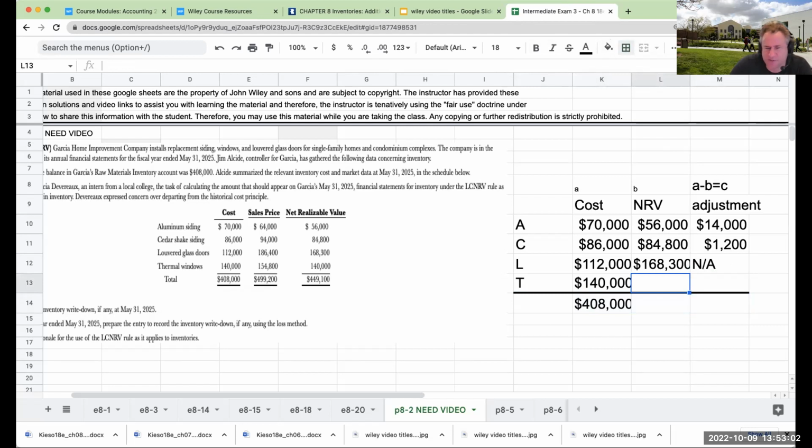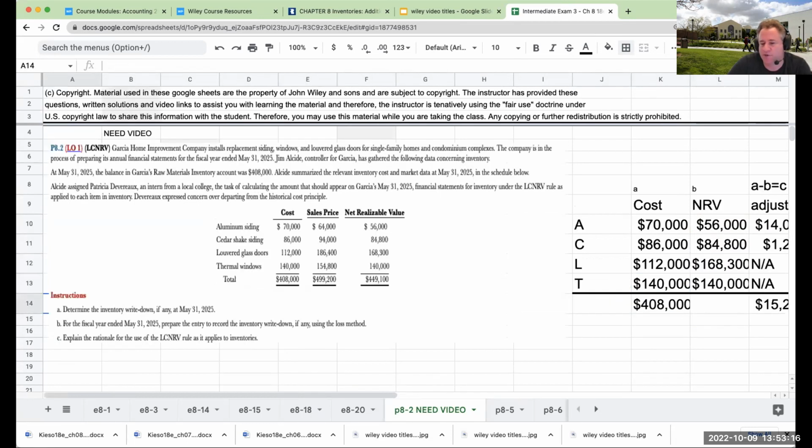If it was only all this simple. Over here, my net realizable value is 140,000. Since that is cost, I'm already showing it at the lower of the both. So my total amount of my adjustment for my write down is going to be 15,200. So it's 15.2 for part A.